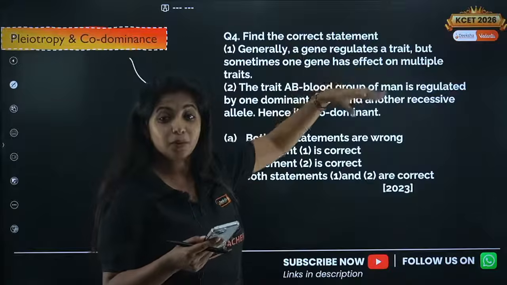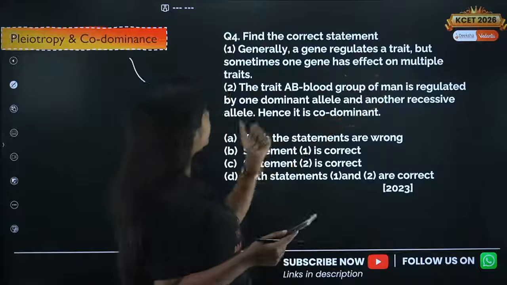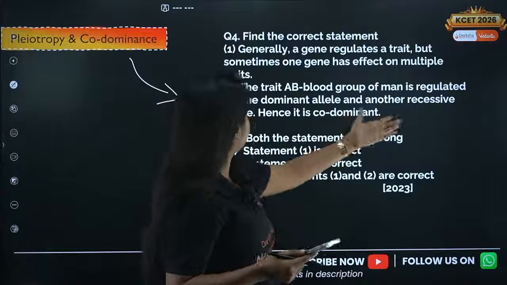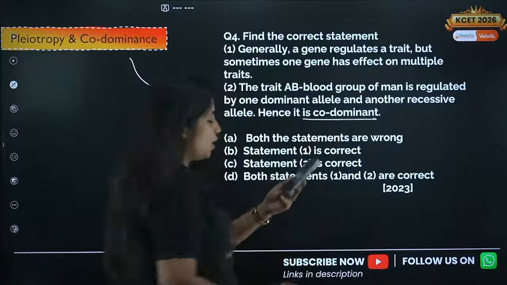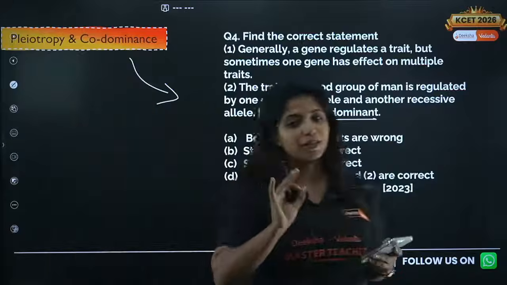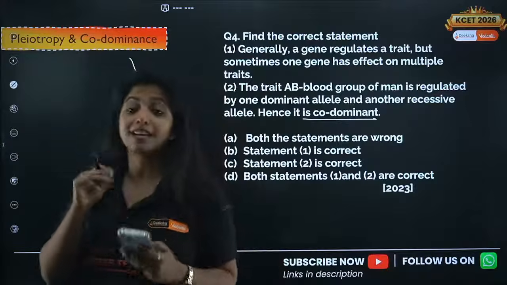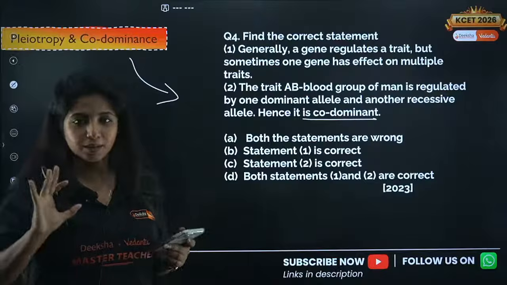One gene has effect on multiple traits. Now, the trait AB blood group of man is regulated by one dominant allele and another recessive allele. Hence, it is known as codominant. What do you think is the answer for this question? Everyone who has gone through principles of inheritance and variation at least once might be able to answer this question. Read it properly and then try to answer.